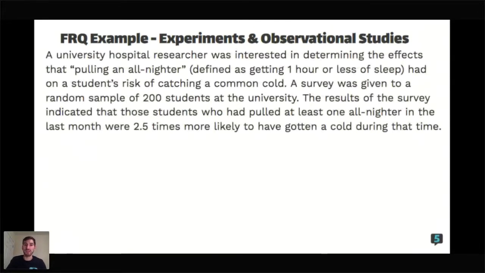And so to put one in context here, let's refresh ourselves on this situation. The explanatory variable was whether or not you pulled an all-nighter. The response variable is whether or not you got a cold. We have to think about potential confounding variables that could influence whether or not you decide to pull an all-nighter and also have an impact on whether or not you get a cold.